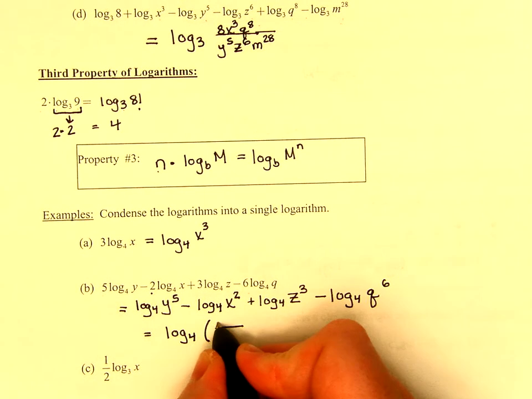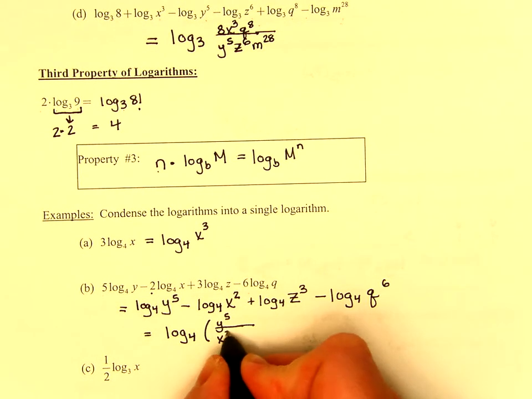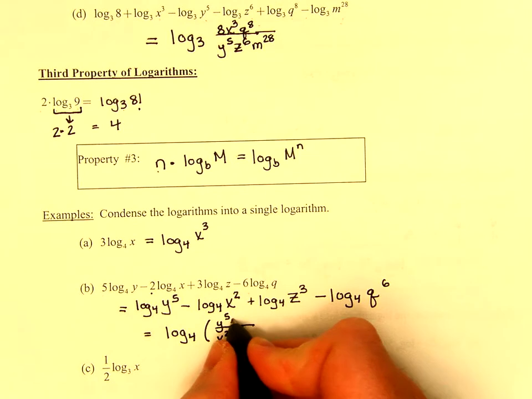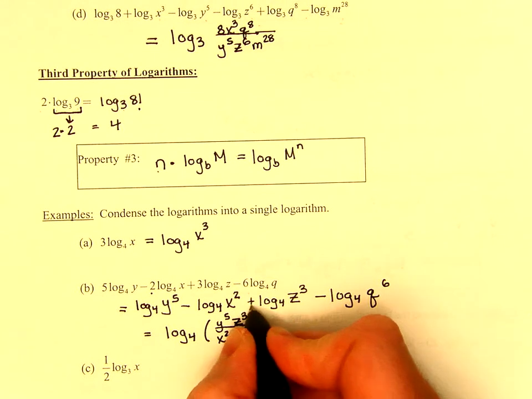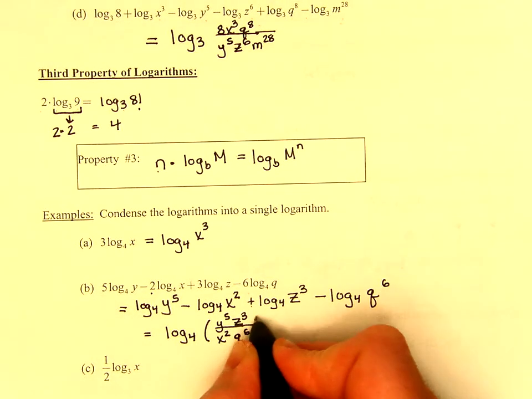I think the y to the 5th will go on the top, the x squared will go on the bottom, z to the 3rd will go on the top because we were adding that log, and the q to the 6th will go on the bottom because we were subtracting that log.